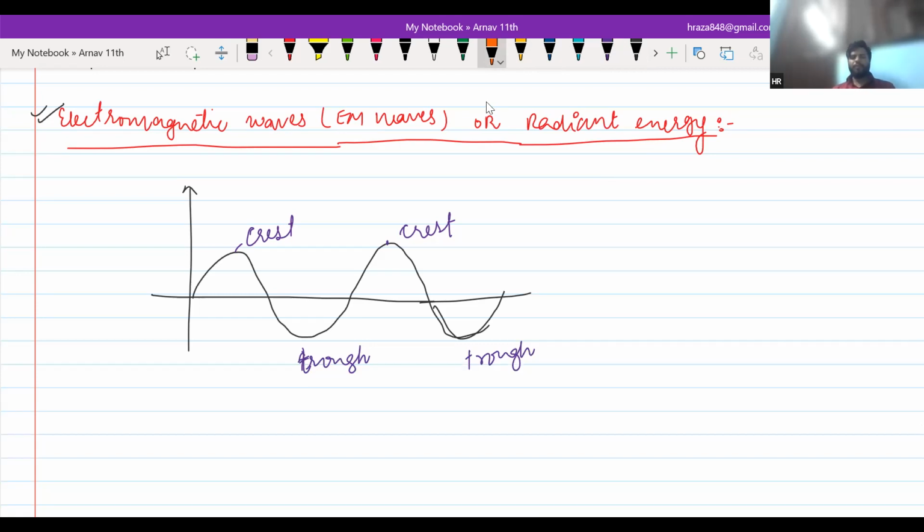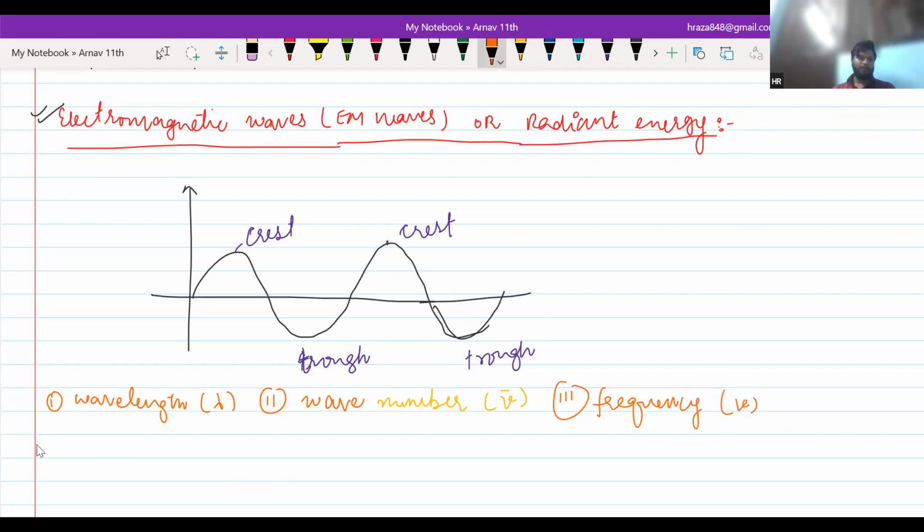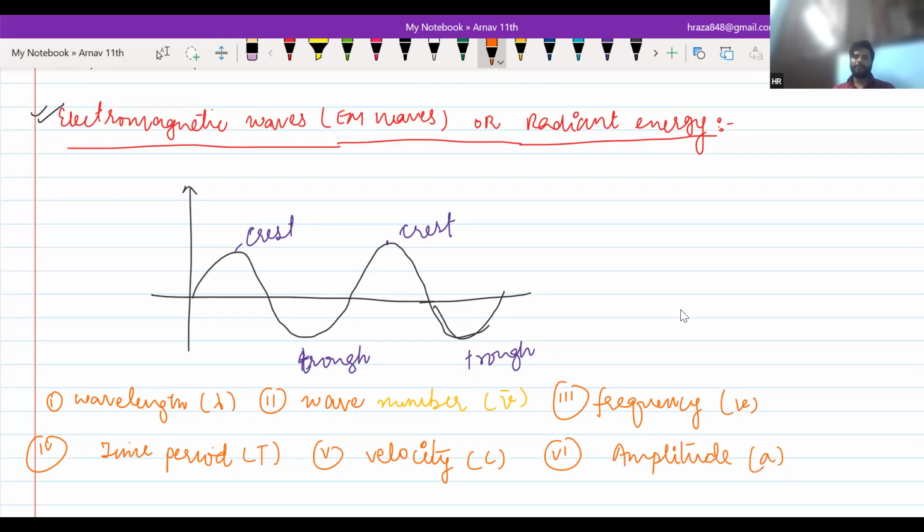Now there are some terms which we need to discuss. First of all wavelength, that is denoted by lambda. Second is wave number, there is a space between wave and number, that is denoted by nu bar. Then the third is frequency, which is denoted by nu. Fourth one is time period, that is capital T. The fifth one is velocity, which we denote by C. And the sixth one is amplitude, which we denote with small a or capital A. One by one, we are going to define it, and after completing this topic, we will have some questions.